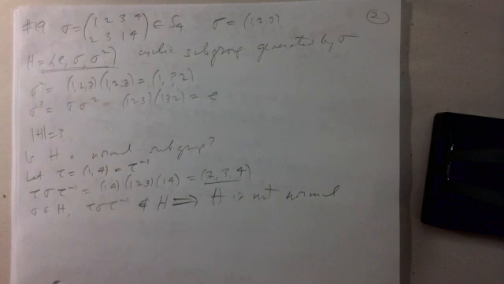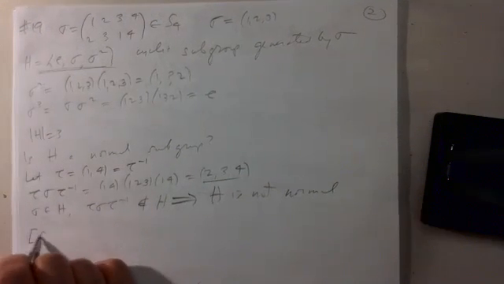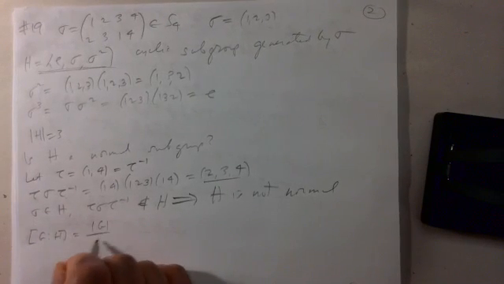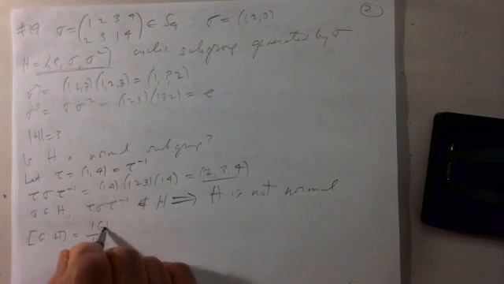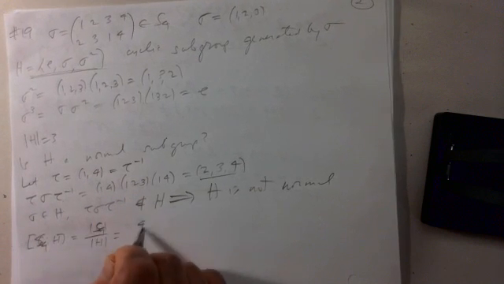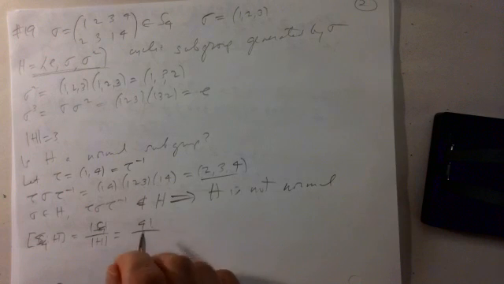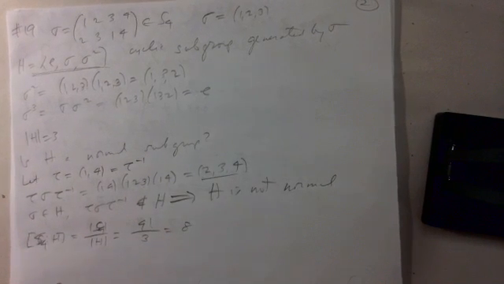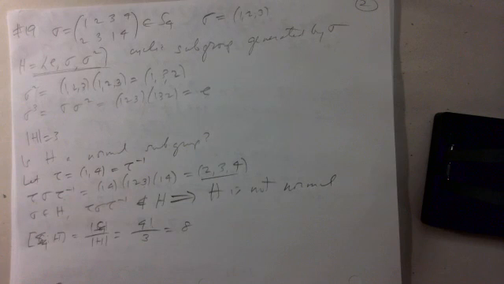And the index of H in G, this is for any subgroup, it doesn't have to be normal, is the cardinality of G divided by the cardinality of H. G is S4, so that's 4 factorial over 3. 24 over 3 is 8. So the index is 8.